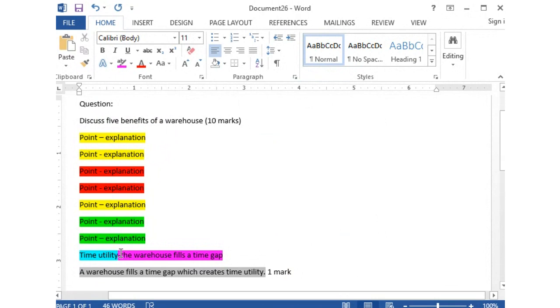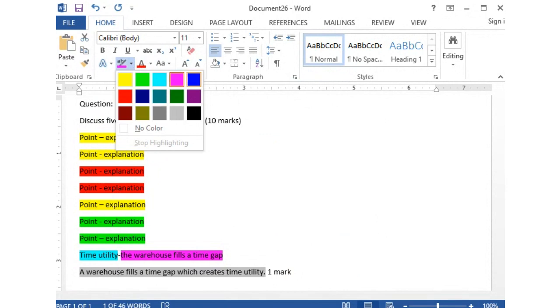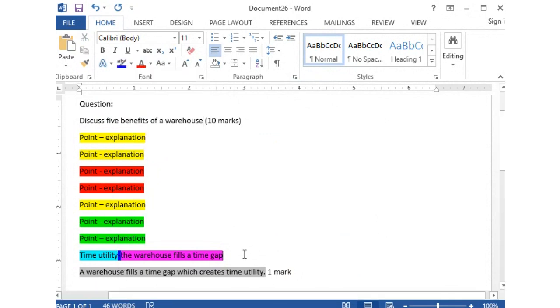The one in turquoise, I think, is the point. The one in blue is the hyphen, and the rest is the explanation. With this, I assure you, you will be awarded 2 marks. It is very easy to do that. Please do not forget that.